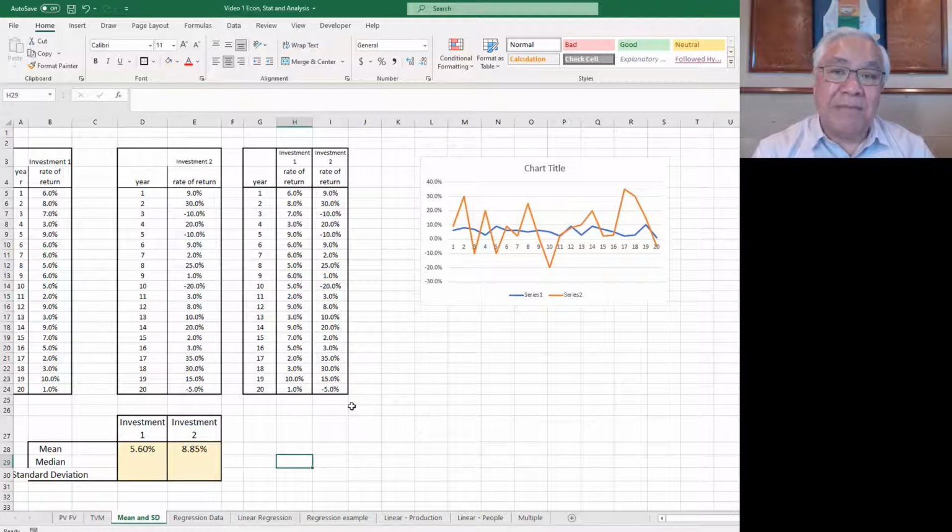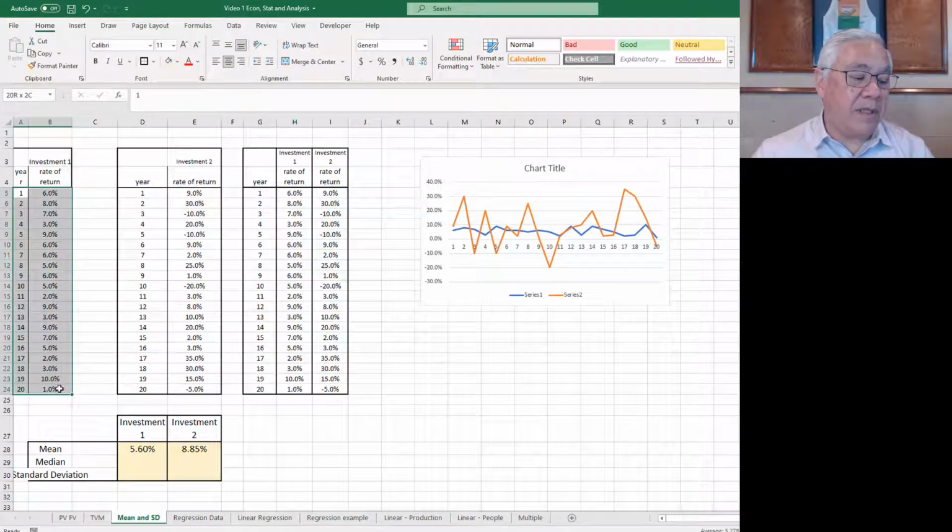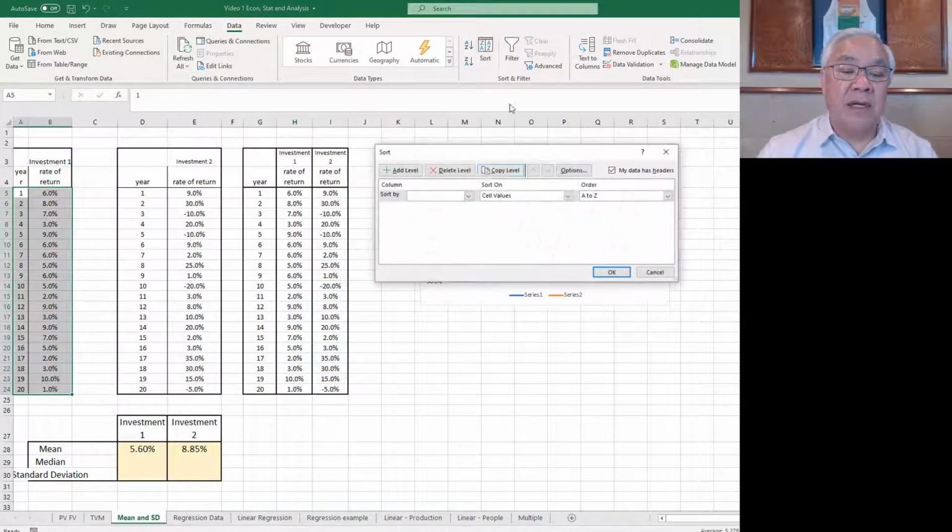Next, we're going to determine the median. The median is the midpoint. And here we have an even number, which makes it slightly more tricky. But let's just do the first bit of manipulation and then solve for the median. So what I'm going to do is sort this array. I'm keeping the years just so I don't lose track of which year goes with which item. Data, sort. I'm going to sort based on the rate of return and go from smallest to largest.